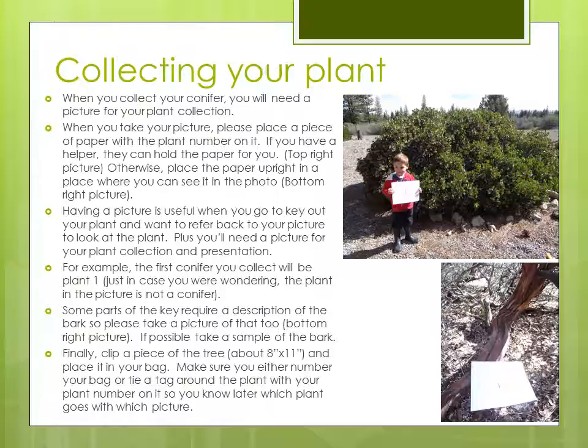So for example, for plant 1, it would be helpful to, on your baggie, put a number 1, get a permanent marker and write number 1 on it, or tie a tag around the plant and put number 1 on that tag.